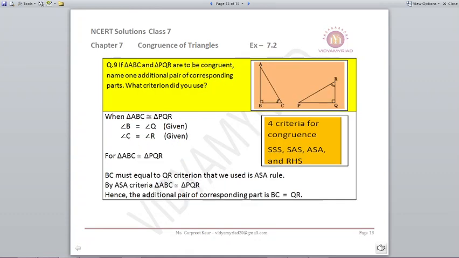Question number 9. If triangle ABC and PQR are to be congruent, name one additional pair of corresponding parts. Write the criteria that you used. What is the criteria now? Now if you look at the triangles ABC and PQR, you have angle B equal to angle Q, which is given to you. You have angle C equal to angle R. Now two angles are there, which means if I want to make my two triangles congruent, my BC should be equal to QR by using ASA criteria, that is angle side angle. So the additional pair to make the two triangles congruent should be BC equal to QR.